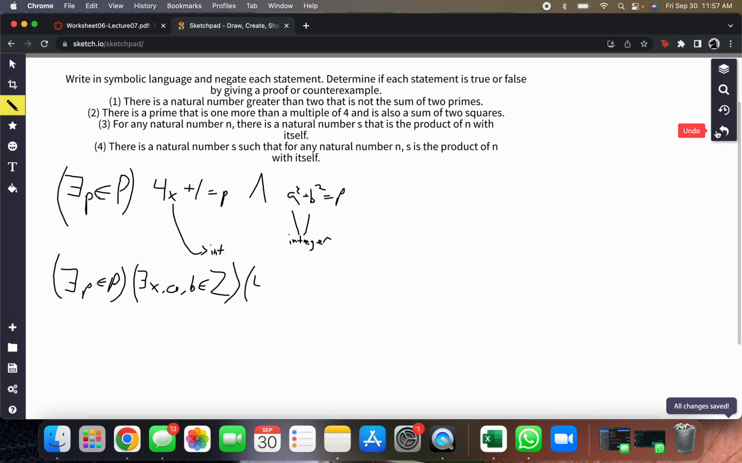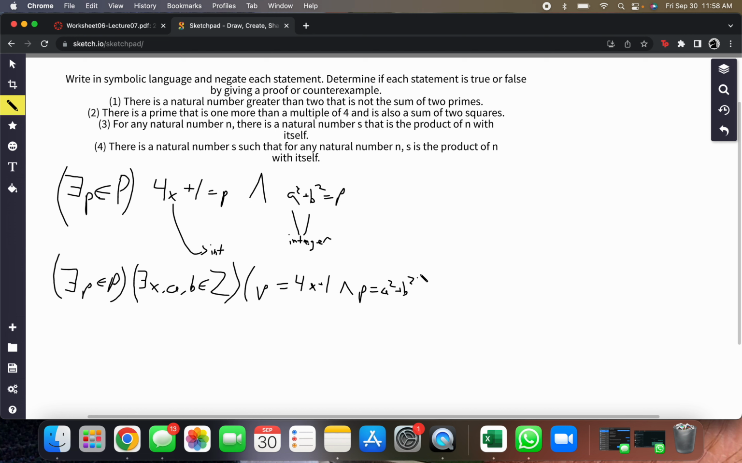we start with P. P equals 4x plus 1 and P equals a squared plus b squared.